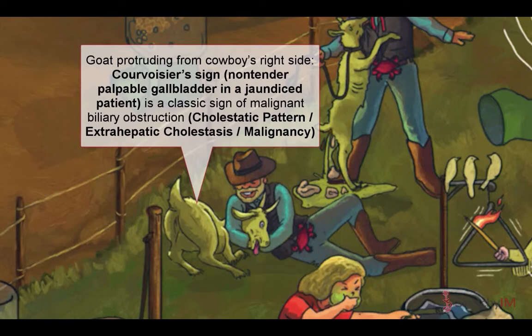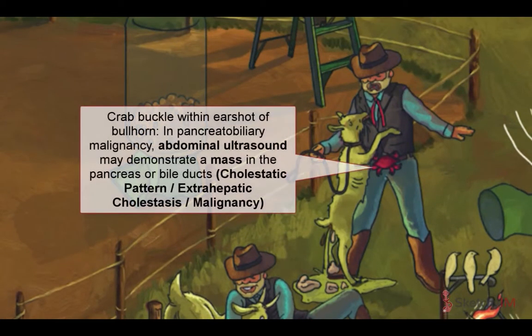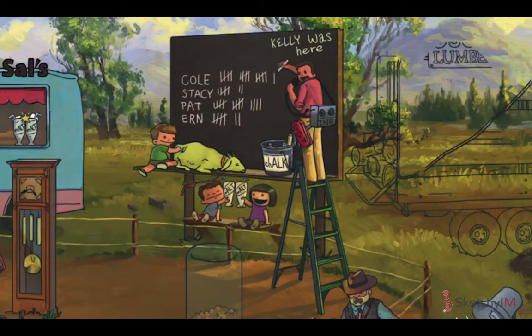In reality, this sign is present in only a fraction of patients with malignant obstruction. In addition, any prolonged severe obstruction distal to the cystic duct can lead to Courvoisier sign. That said, its presence does make cancer more likely than an intermittent obstructive process like choledocholithiasis. On ultrasound, malignant obstruction usually produces bile duct dilation behind the site of obstruction, just like other causes of extrahepatic cholestasis. In addition, ultrasound may demonstrate a mass in the pancreas or bile ducts.